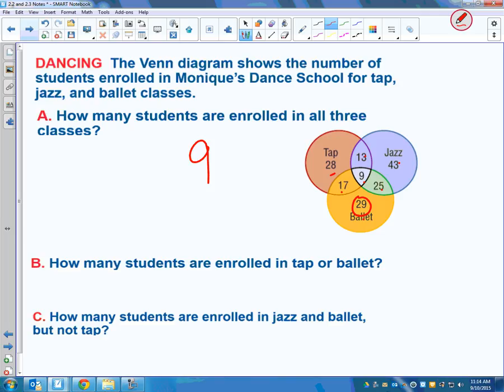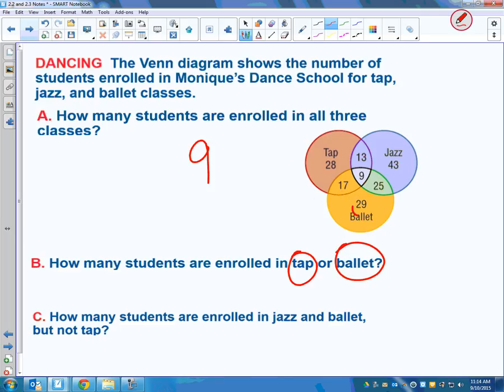Okay, so here's what I want you to think about. Or means I want all the people in tap, even if they're in more than one thing. I want all of them in tap. I also want all of them that are in ballet, even if they're in more than one thing. But I don't want them if they're not in either tap or ballet. So what number don't I want to count?